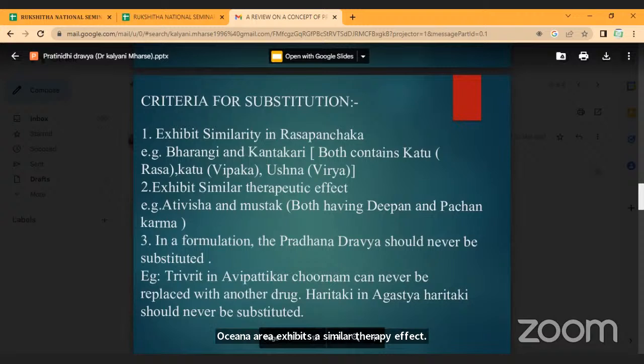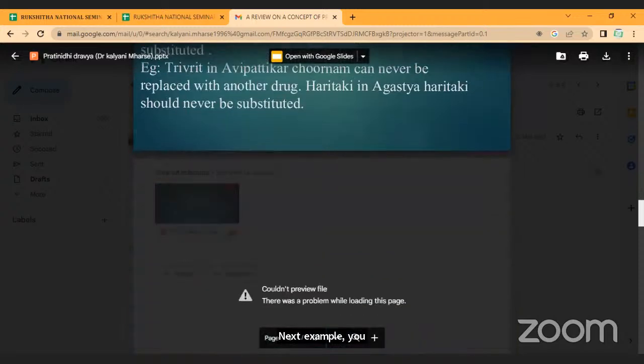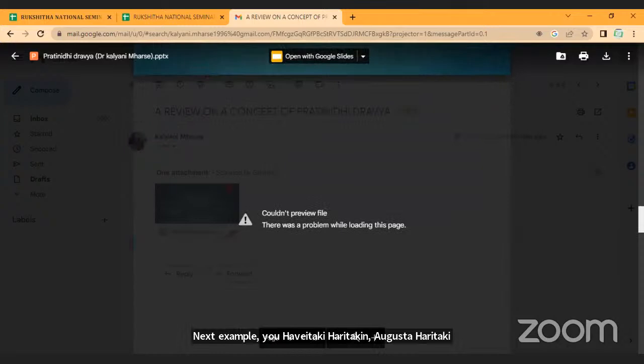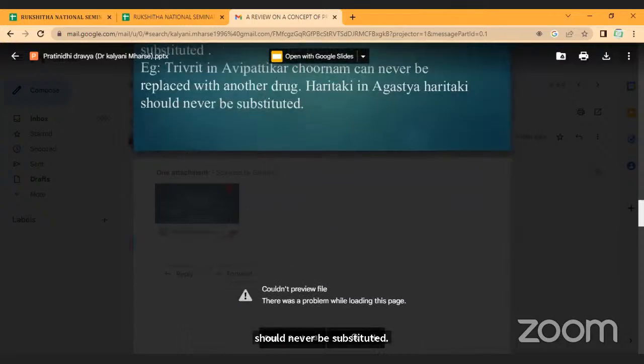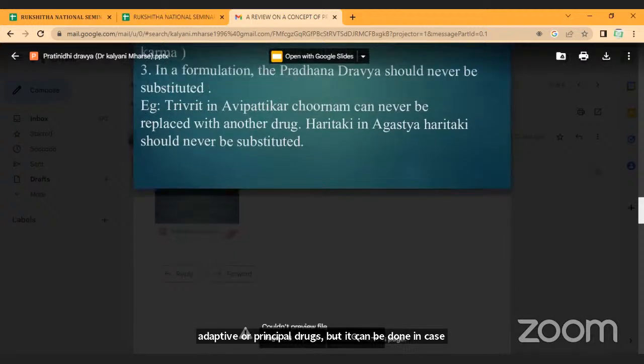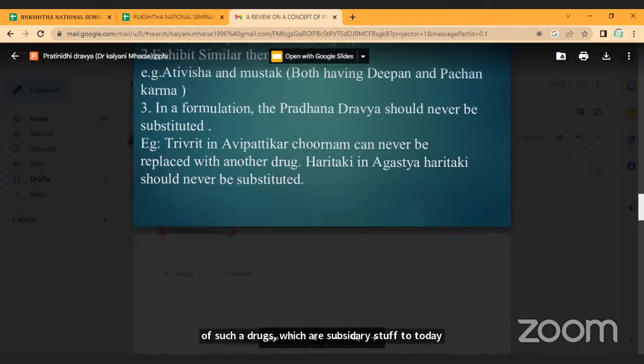In a formulation, the Pradhan Dravya should never be substituted. For example, Trivrit in Avipattikar Churnam can never be replaced with another drug. Next example, Haritaki in Agastya Haritaki should never be substituted. Limitation of substitution. Substitution should not be adopted for principal drug, but it can be done in case of such drugs which are subsidiary. Substituted drug cannot fulfill whole properties of the original drug.